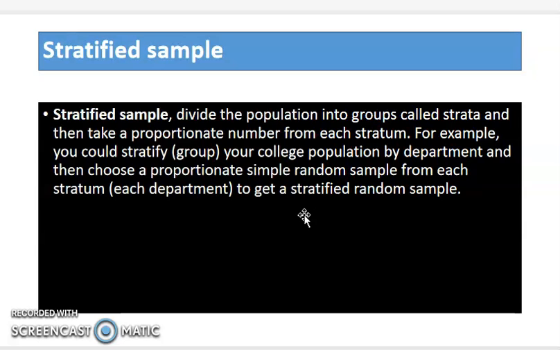As you can see, there is a similarity between cluster and stratified sampling. But in cluster sampling we make different clusters, or different groups of the same type. But in stratified sampling we simply divide the whole population into 4 or 5 groups and then select from each group.